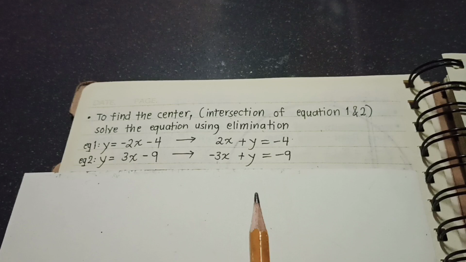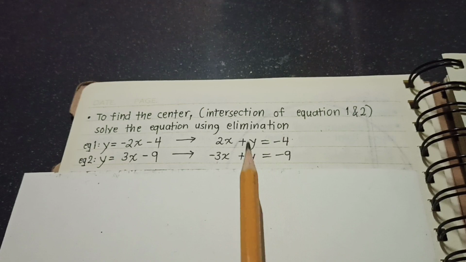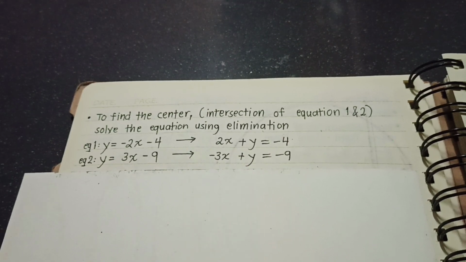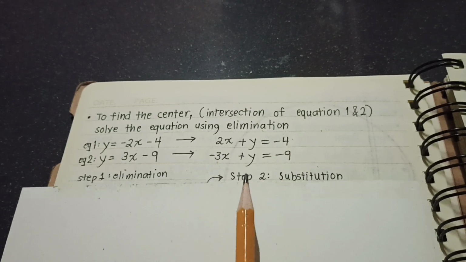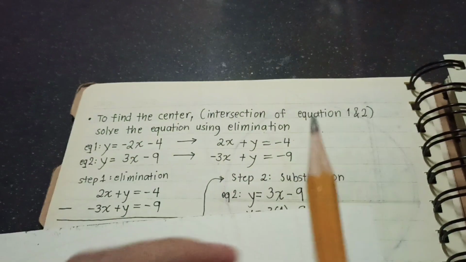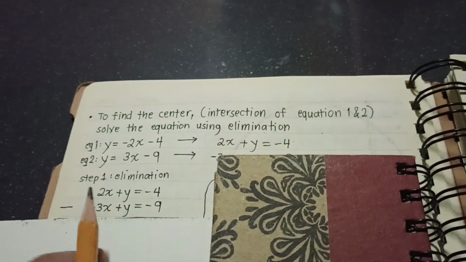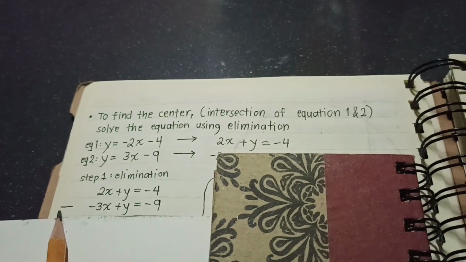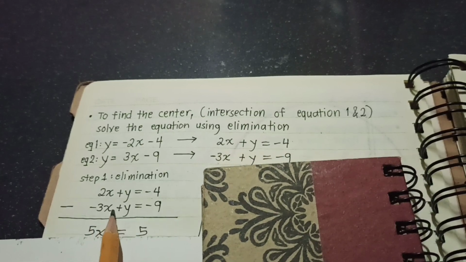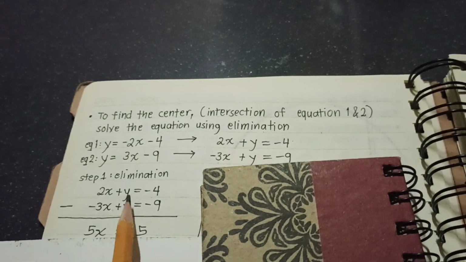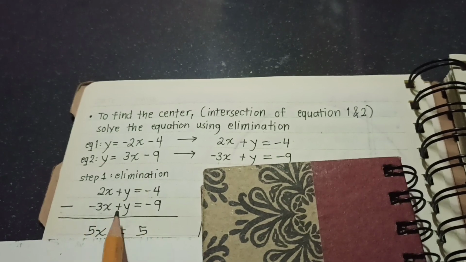Alright, so elimination method, what's the requirement? There should be a term to be eliminated, and I think that is y. The variable y can be eliminated by subtraction, y minus y. That means I need to subtract the two equations. So step 1, using elimination method, see the symbol, I need to subtract all of them. So 2x minus negative 3x, I'll have positive 5x. Then y minus y is eliminated.